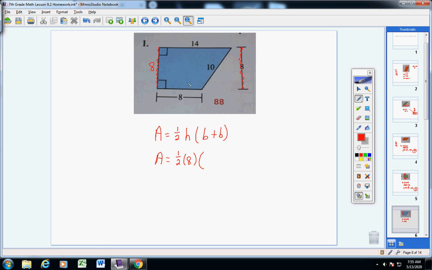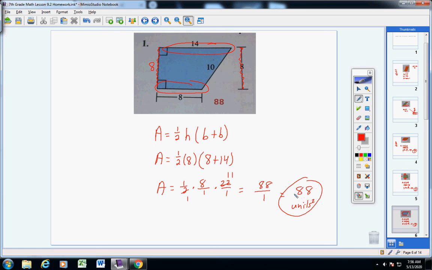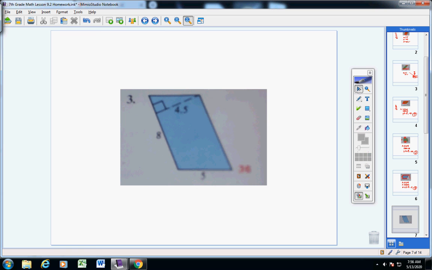My two bases are my parallel sides, and my parallel sides are these two sides here. So I have 8 plus 14. So here we go. 1 half times 8 over 1 times 22 over 1. My 2 would cancel into 22 11 times. 1 times 8 times 11 is 88. 1 times 1 times 1 is 1. So my answer is 88 units squared. Okay? All right, number 2 or number 3.